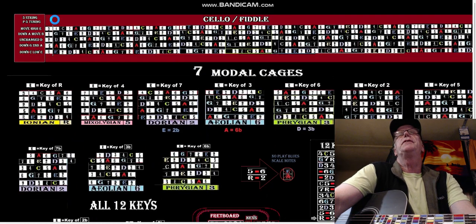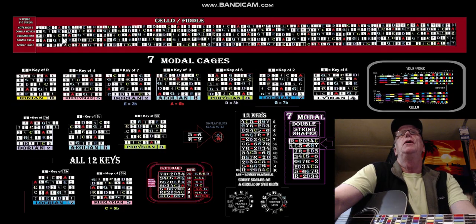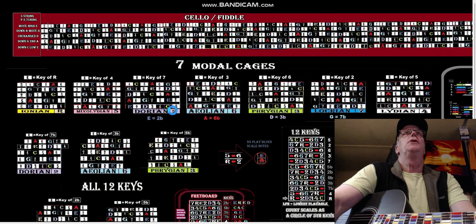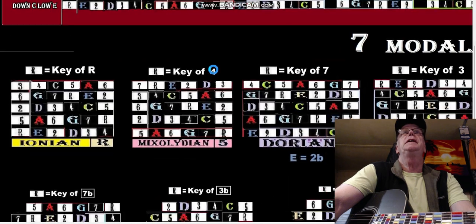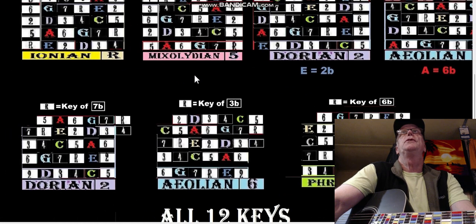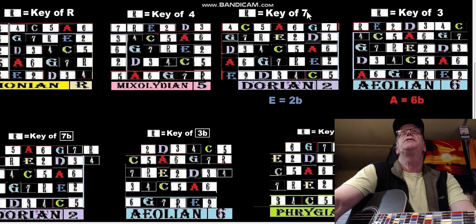This is the everything chart for that cello. What we're going to do, it turns out, we've got our modal. If we wanted to do Dorian in the key of 7, there's 2 Dorians though. So let's do the Dorian. See, this would be key of 7. What do I mean by that? I look at the lowest playable note. This would be the fret nut.